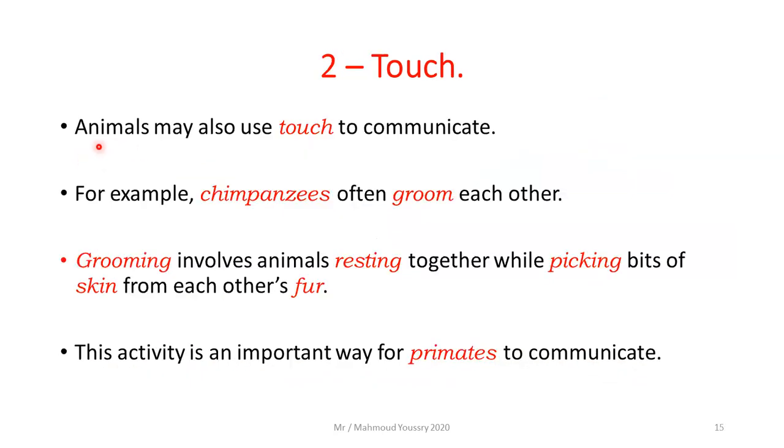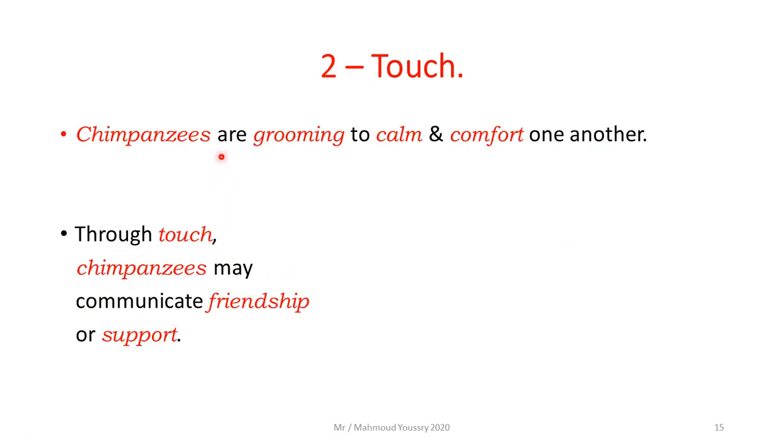Number two, touch. The animals may also use touch to communicate. For example, chimpanzees often groom each other. The act of grooming involves animals resting together while picking bits of skin from each other's fur. This activity is an important way for all the primates to communicate. Chimpanzees are grooming each other to comfort one another and calm one another. Through touch, chimpanzees may communicate friendship and support.